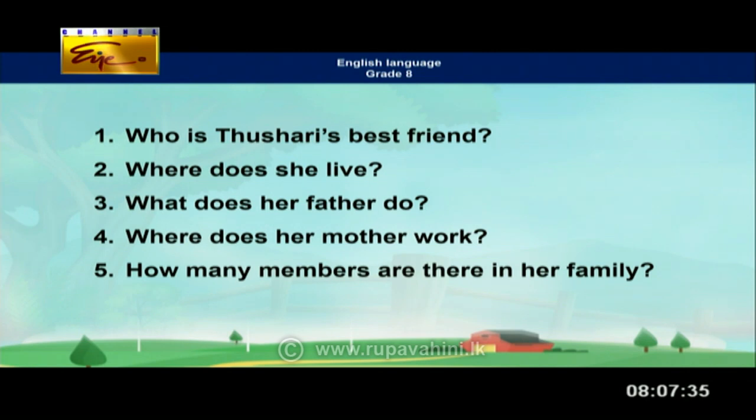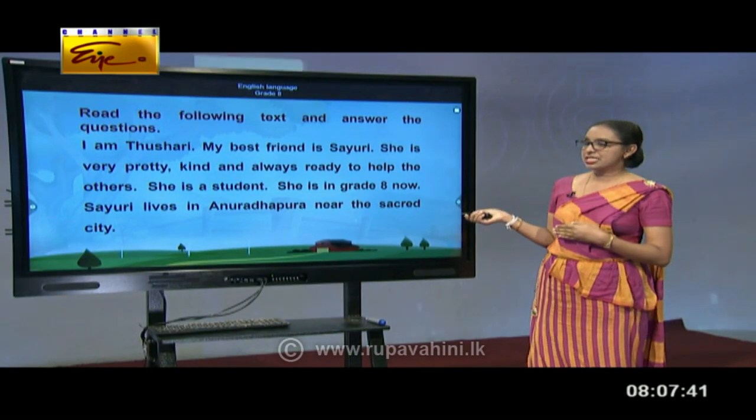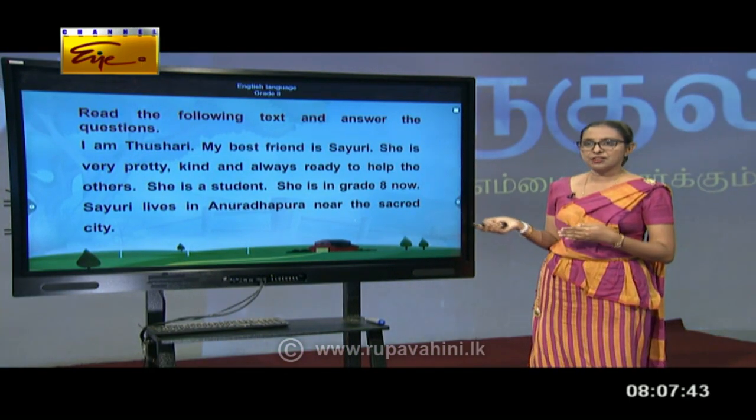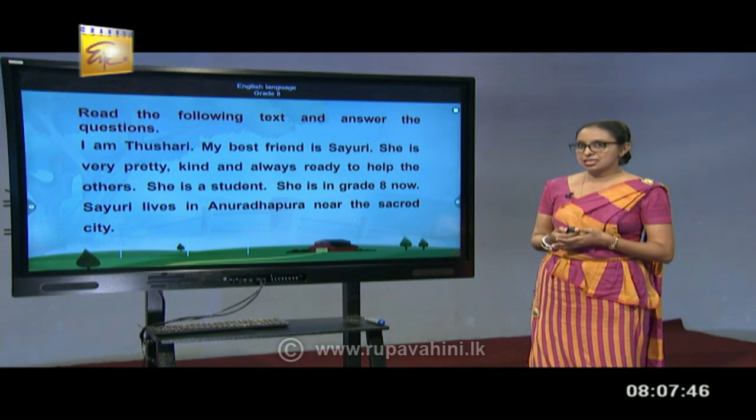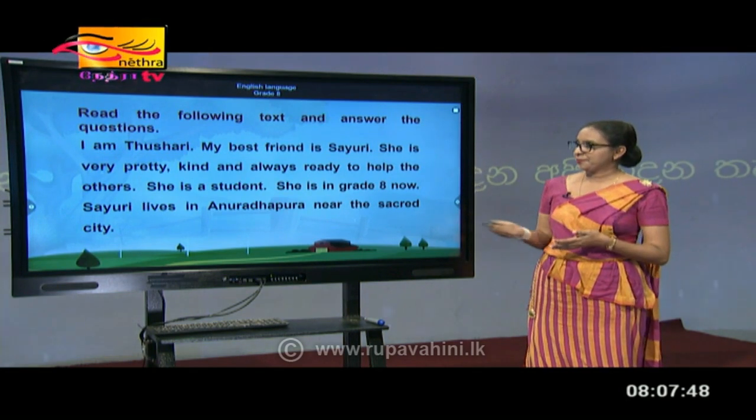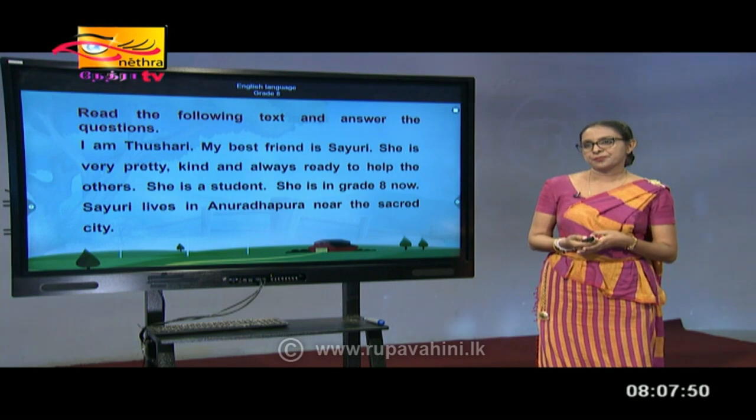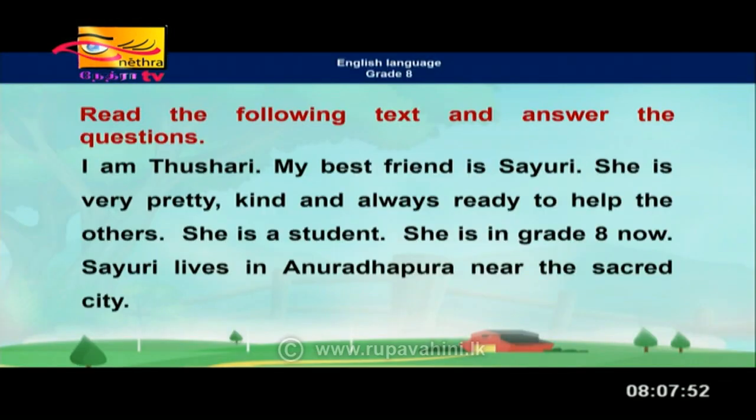Let's read the passage and see how we can find the answers from the passage. Now here is the passage. Read the following text and answer the questions. I am Tushari. My best friend is Sayuri. She is very pretty, kind and always ready to help the others. She is a student.